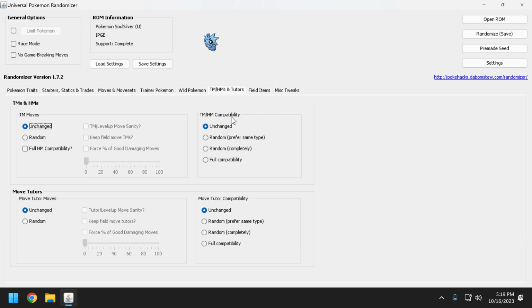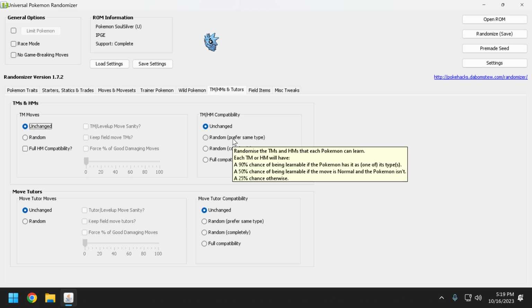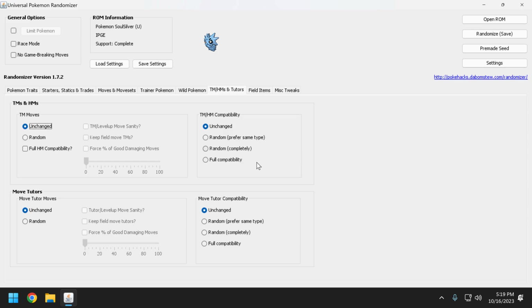And in terms of TM and HM compatibility, you can randomize what options a Pokemon can learn. You can make it preferable based on the type. You can make it completely random, or you can make it so that every Pokemon can learn every TM and HM. And same with the move tutor, basically.